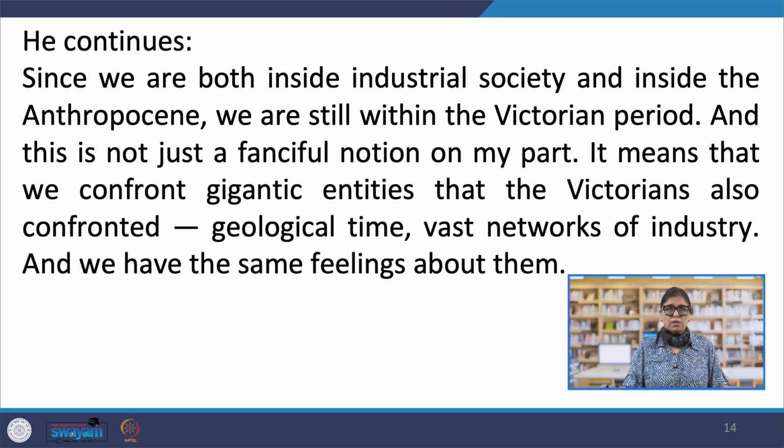He continues, since we are both inside industrial society and inside the Anthropocene, we are still within the Victorian period, and this is not just a fanciful notion on my part. It means that we confront gigantic entities that the Victorians also confronted: geological time, vast networks of industry, and we have the same feeling about them.